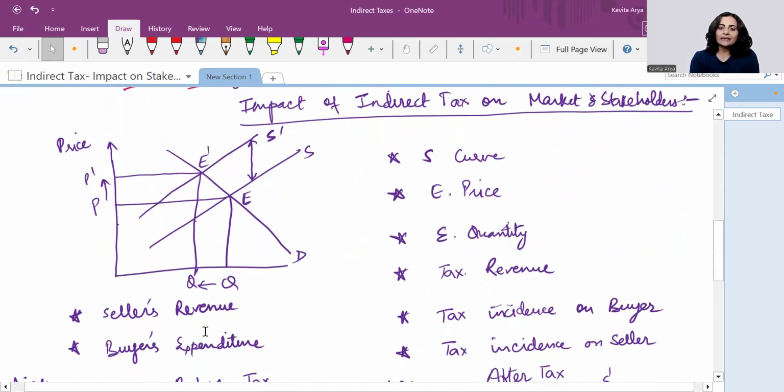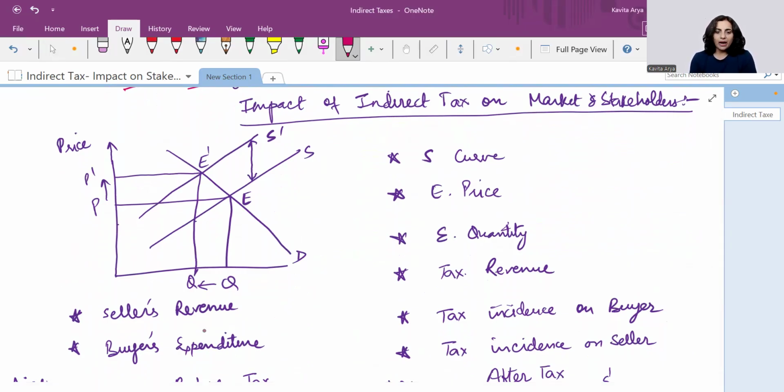Now let's move ahead and understand the impact of indirect taxes on the market and other stakeholders. The demand curve and supply curve decide the equilibrium in the society, and price and quantity are decided by this equilibrium. This is the basic structure, but when tax is imposed, what happens to the S curve? It shifts leftwards.